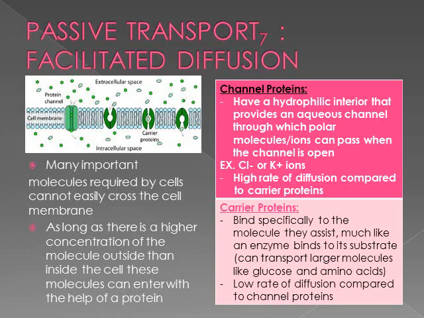Carrier proteins are a little more specific and work a little bit more like an enzyme, as I mentioned, and they can be used to transport larger polar molecules like glucose and amino acids in and out of the cell. And again, in this case, we're moving with the concentration gradient from a high concentration to a low concentration.